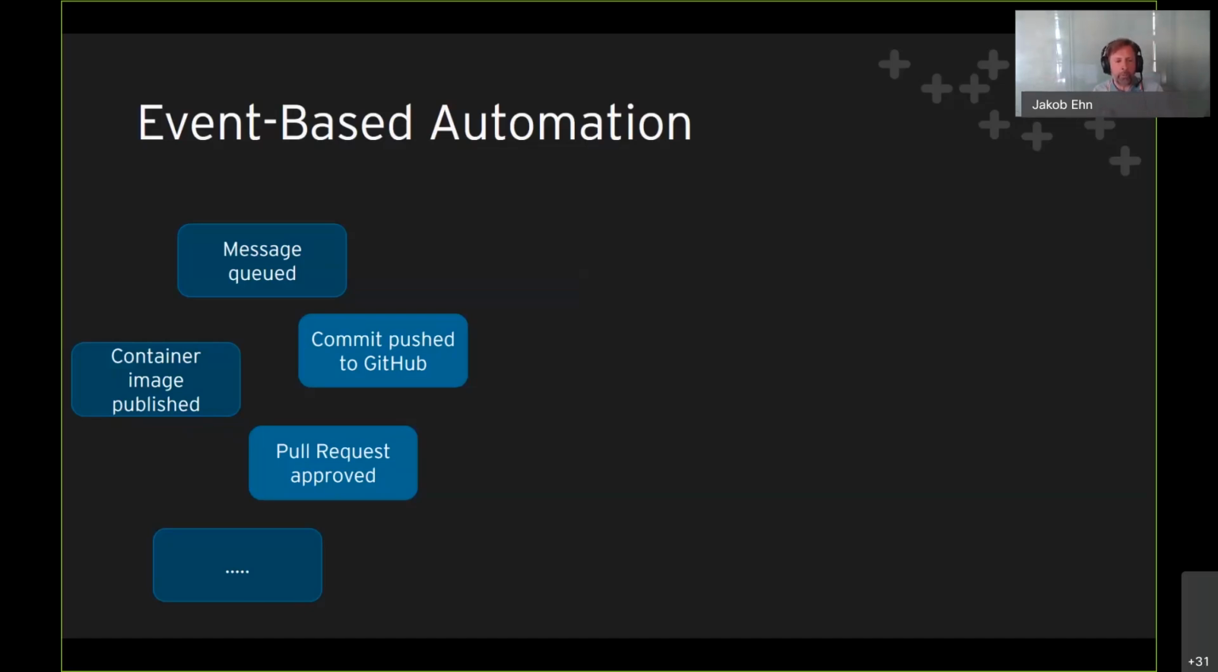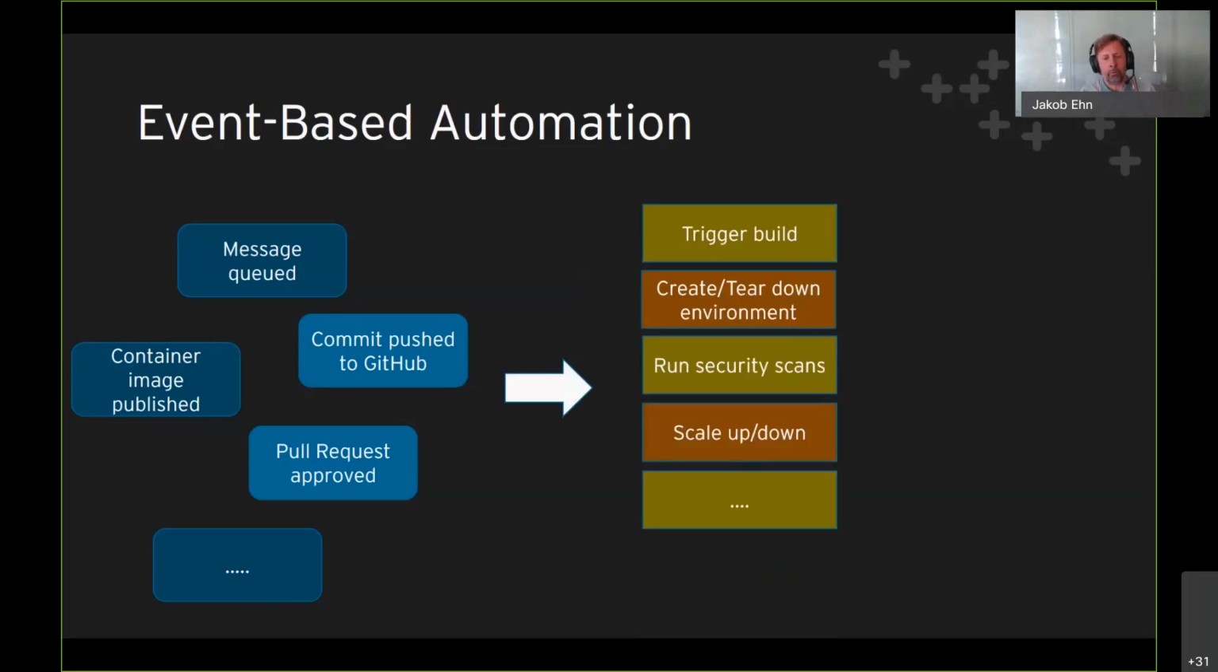And in many of these cases, you need to respond in various ways, preferably using some kind of automation. Examples of this could be that you typically want to trigger a build, perhaps when a new commit is pushed. Maybe you want to create or tear down a testing environment to run some smoke tests. Perhaps you need to do security scans on a container image. Another example could be that you need to scale your application up and down depending on the load. So if you're receiving a lot of messages, you might need to respond by scaling up and down. And of course, there are many other things that you need to do here.